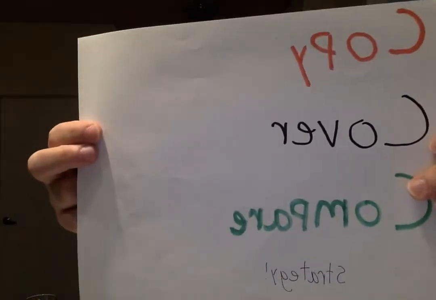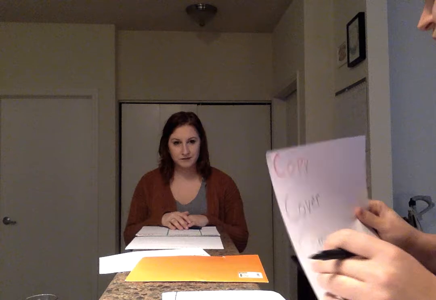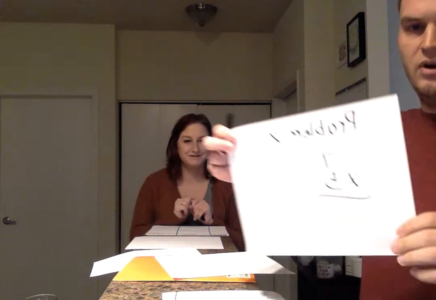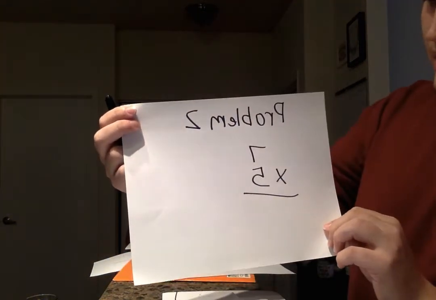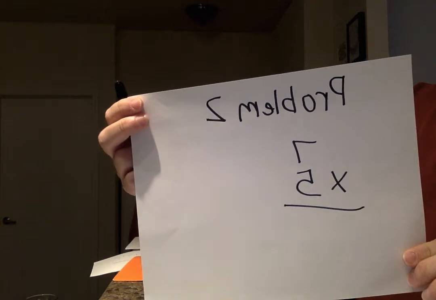Okay. So what I'm going to do is I'm going to have this out for Miranda to see, the first problem. And she's going to do our own copy, cover, compare. Okay, so do you remember what the 3 C's are, Miranda? Yes. Copy, cover, compare. Okay, so let's see if we can do it for our first problem. So Miranda's going to do the problem 7 times 5. So what do you have to do in step 1?